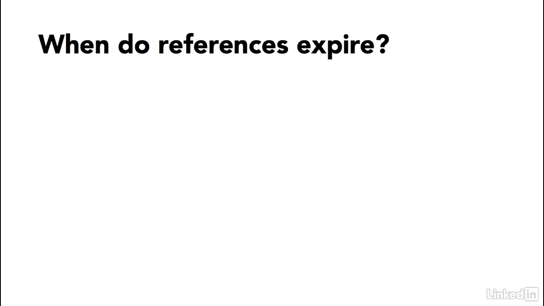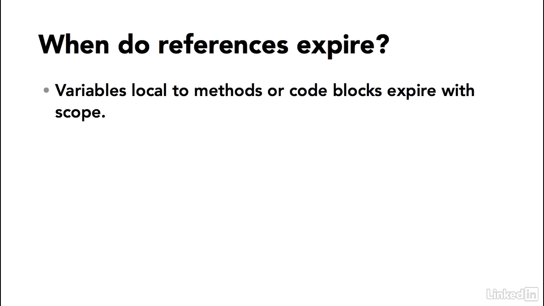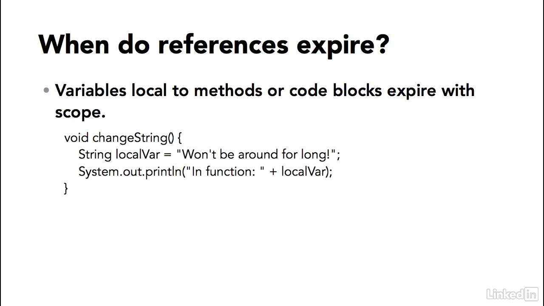Variables that you declare within methods or within code blocks expire with that scope. Here's an example. Let's say I have a method named changeString, and within the method I declare a variable named localVar. That variable's scope is the method itself, and as soon as the method is finished executing, that variable is dereferenced. The value, the object it references, might stay in memory for a little while, but you can't address it anymore. And so it's eligible for garbage collection. And the next time the garbage collector looks for variables it can remove from memory, it'll find that one, and it might decide to remove it and reclaim that memory for future use.